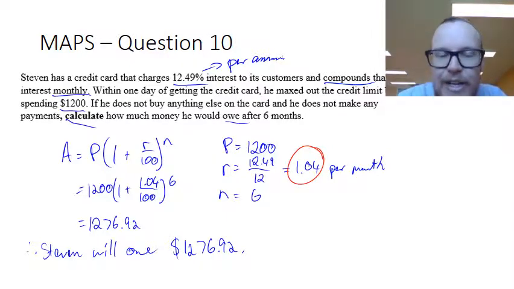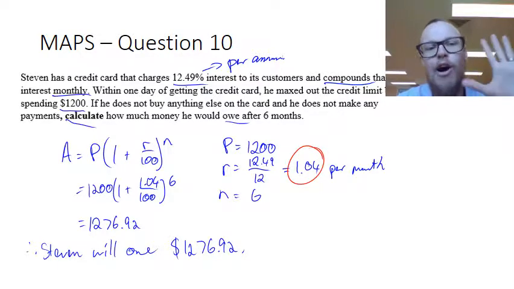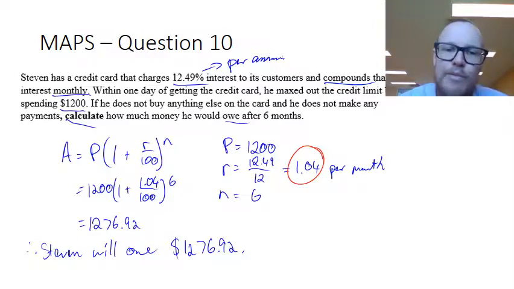He doesn't just owe the interest. The interest is the difference between the total amount and the principal, but he owes that whole amount. If we were asked how much interest he would need to pay on that, then we would only be looking for the difference between them, so the $76.92. But we're asked how much money he would owe, and it's the full amount.